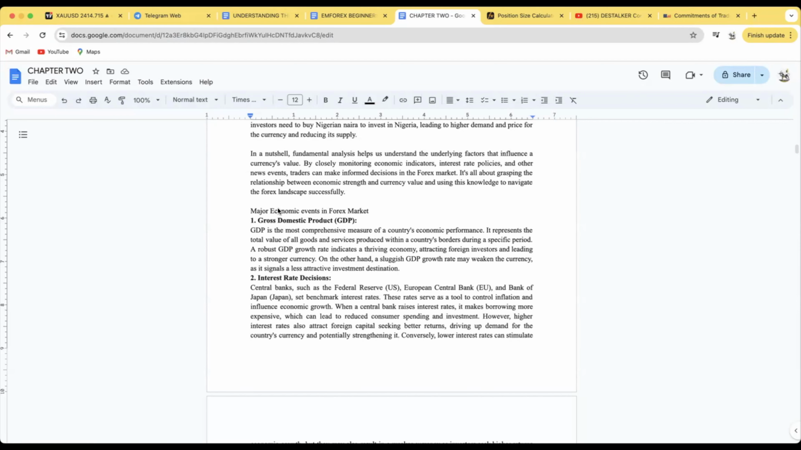Let's quickly look at the major economic events in the forex market. We have GDP. In basic terms, what can you say GDP is? Here it simply says gross domestic product, or produce. But in basic terms, GDP is simply the amount of products a country is producing within its boundaries.